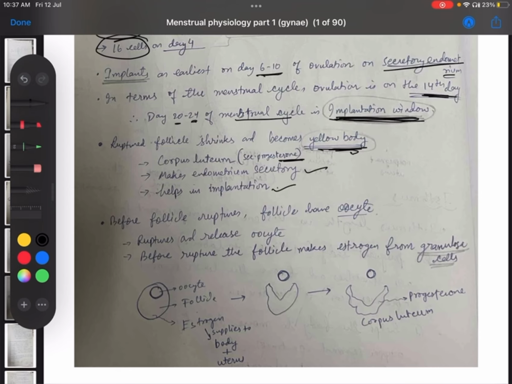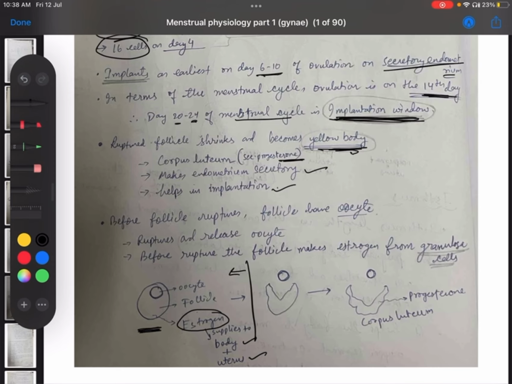Before the follicle ruptures, the follicle has the oocyte. This is the structure of a follicle, the mature Graafian follicle. Now it ruptures, and the follicle makes estrogen from the granulosa cells. Before rupturing, this is very important, estrogen is constantly being secreted from the follicle. Till now the oocyte hasn't got out. And this estrogen is supplied to the body plus the uterus all over, not only to the uterus, even to the body.